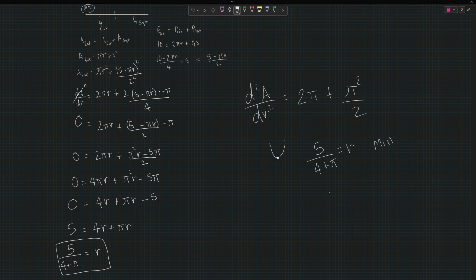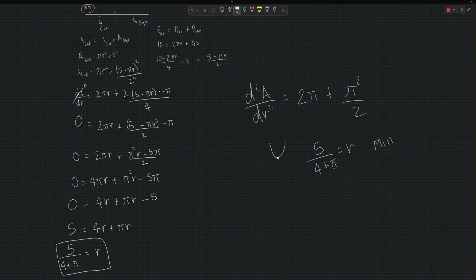Is it the absolute minimum? We don't know yet. Since we only have one critical point and we couldn't find the max, and we don't know if this is the smallest minimum, there's one more thing we have to do. We have to evaluate, and we have to do that by using our boundaries.